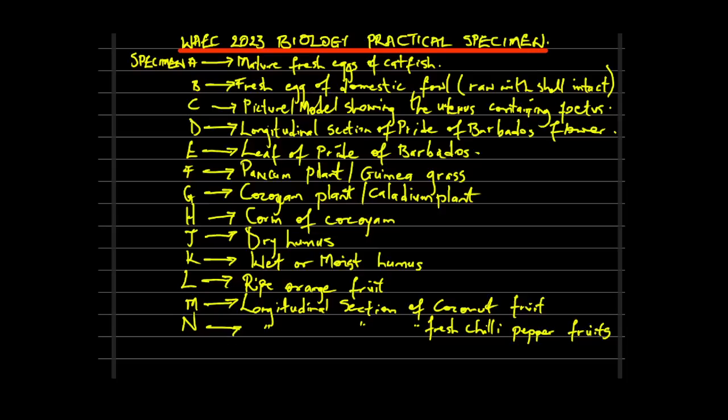So moving further now, we'll be picking each of these specimens one after the other. We'll be starting from our specimen A. We know that our specimen A is the mature fresh eggs of catfish. So that is where we want to start from. We are going to have to explain this quickly.